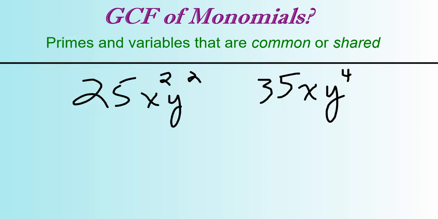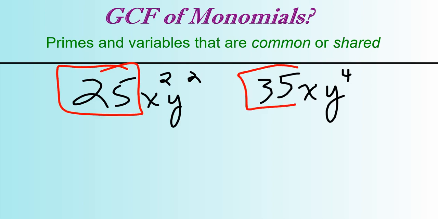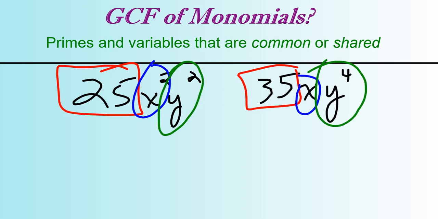So, for example, if we have 25x squared y squared and 35xy to the 4th, we can treat the x's and y's like primes, find the greatest common factor of the numbers, then the greatest common factor of the variable pieces, one variable at a time, and when we put all of those together, we're going to find the GCF of our two monomials. Now, you can go ahead and pause the video now to work on this on your own if you think you understand it.